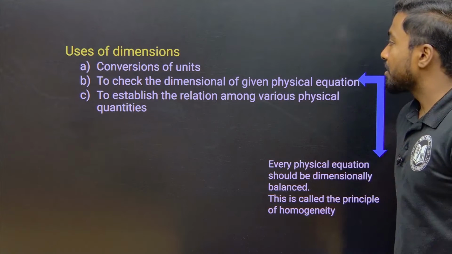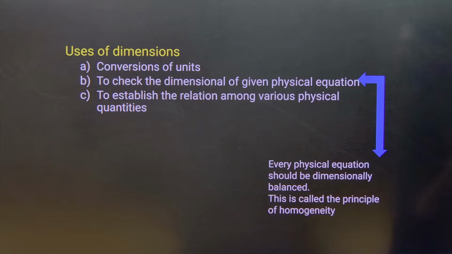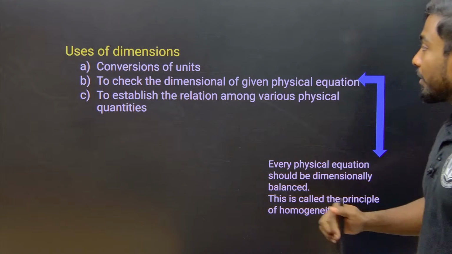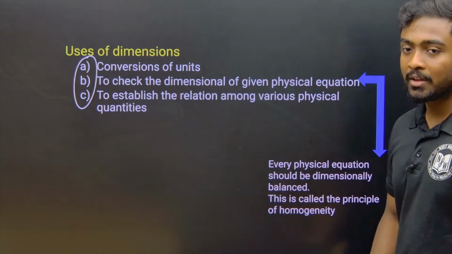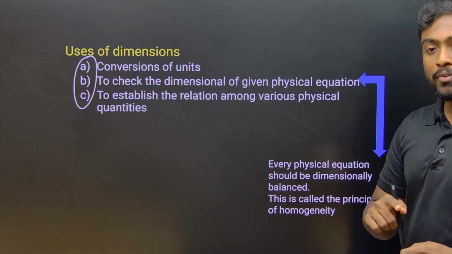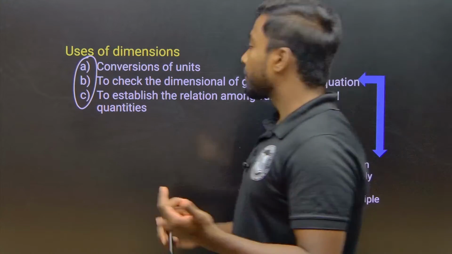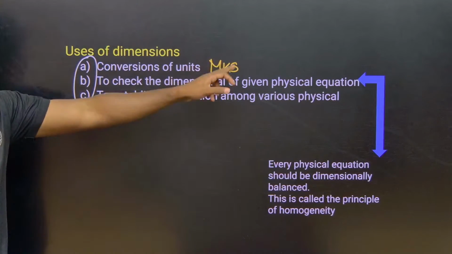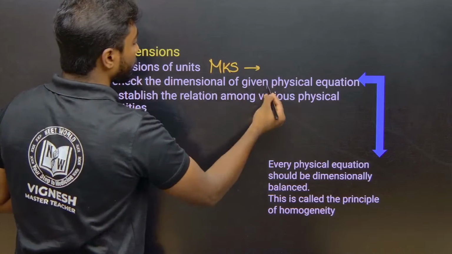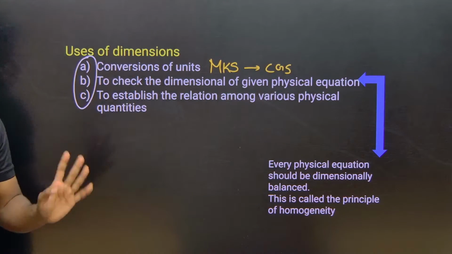So, uses of dimensions: conversion of units, checking the dimensional consistency of a given physical equation, and establishing the relation among the various physical quantities. So there are 3 uses of dimensions. First, I can convert the unit from one to another, that's what we have seen: MKS to CGS units. MKS unit, meter, kilogram, second, to centimeter, gram, second. That's the first use.